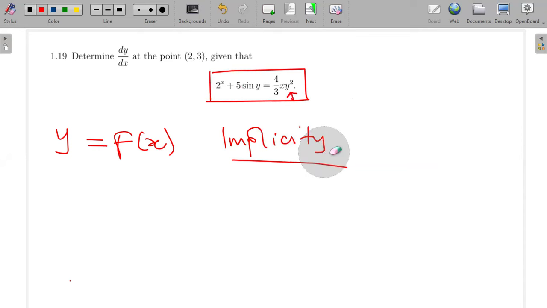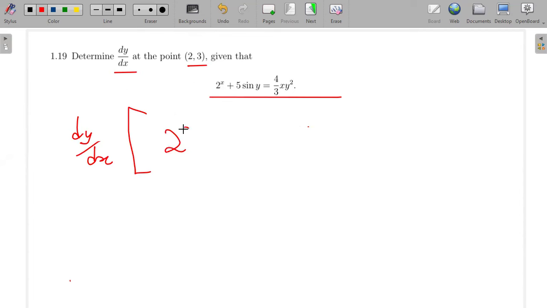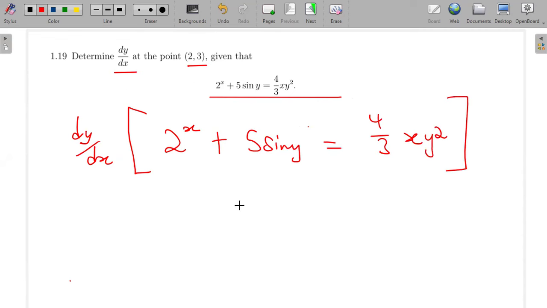Whenever we see y, we'll be treating it as a function of x, so we'll be adding an extra dy dx, or a derivative. What we're going to do here to find the dy dx at this point is first of all find the dy dx, and then later on evaluate it at (2, 3). So I'm finding the dy dx of this function here. I'll write 2 to the power x plus 5 sine y is equal to 4/3 x y squared. So this is what we have.